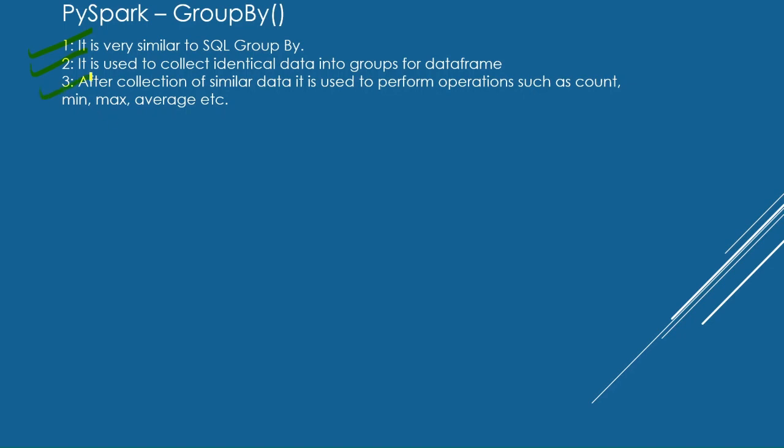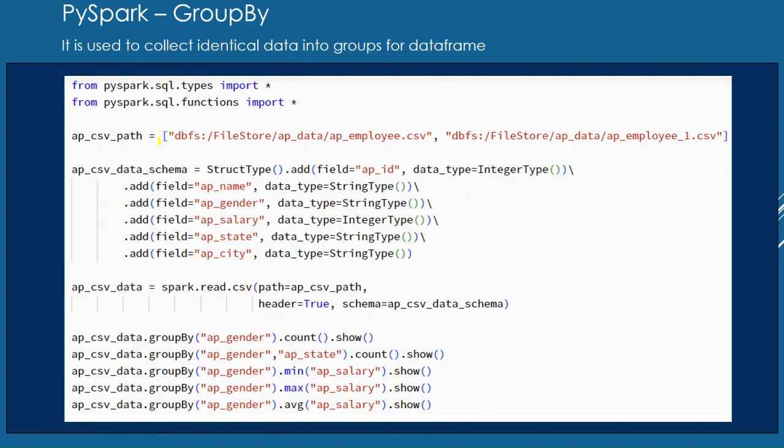After collection of similar data, it is used to perform operations such as mean, max, average, etc. It is very important to understand that when it collects the similar data, based on that it is going to apply the function like count, mean, max, average. We will see each and everything in our coming exercise. As I mentioned, it is used to collect identical data into groups for data frame.